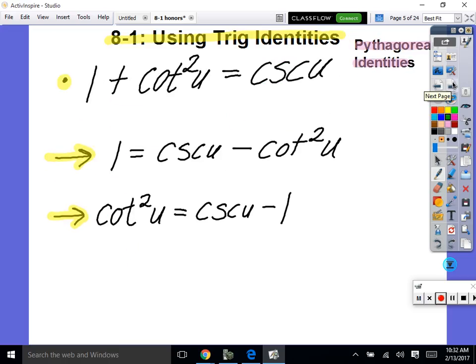So we have another Pythagorean identity. 1 plus cotangent squared u equals cosecant squared u. A byproduct of that would be subtracting cotangent squared u from both sides, and so 1 would be cosecant squared u minus cotangent squared u. It should be squared, no wonder. Let's fix that real quick. Squared.